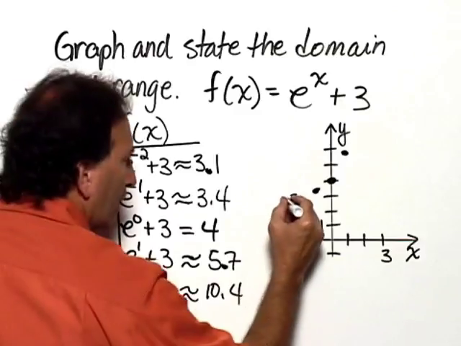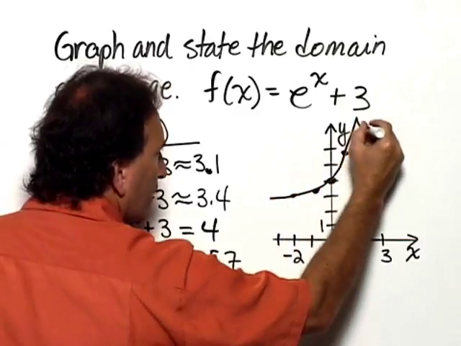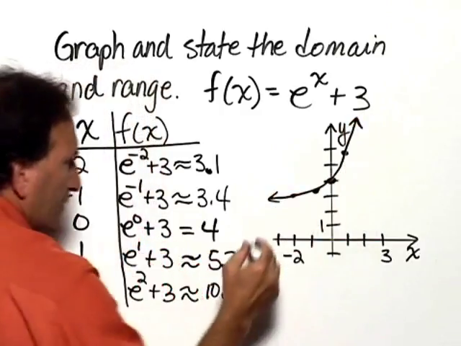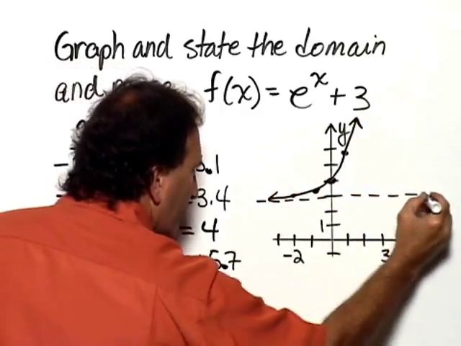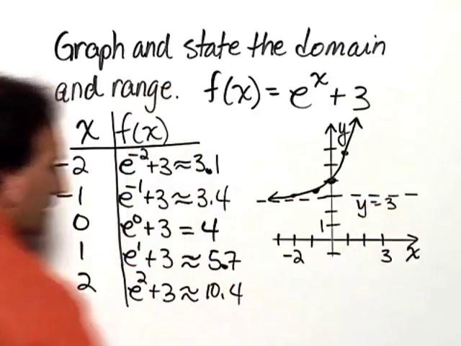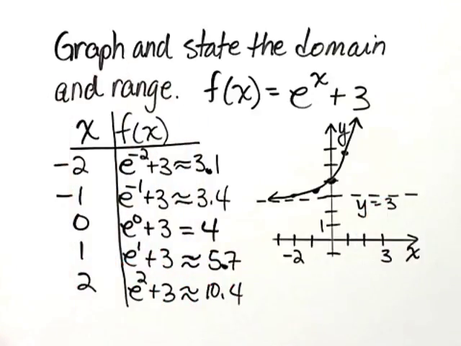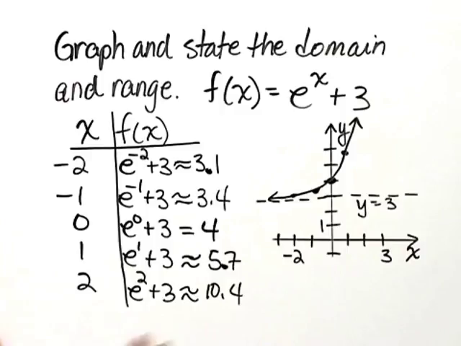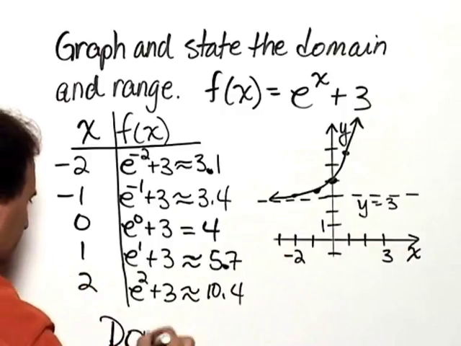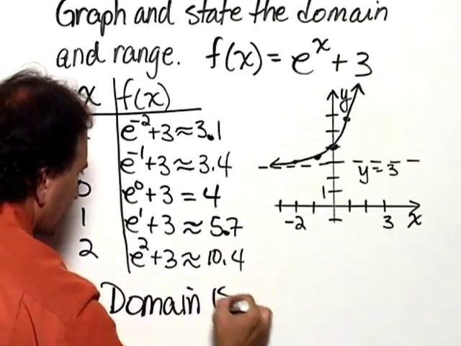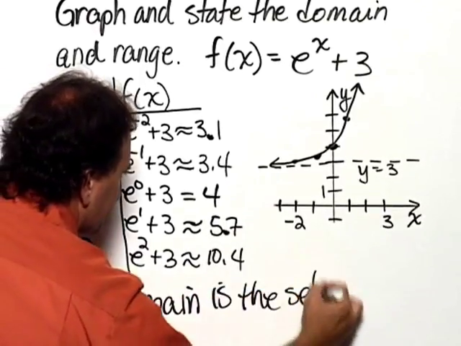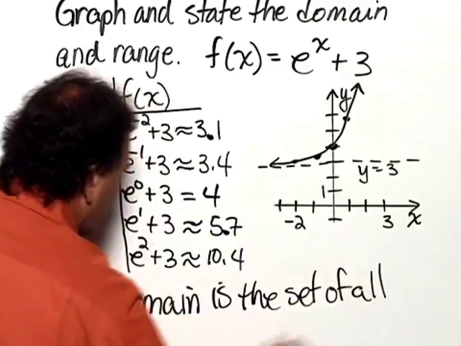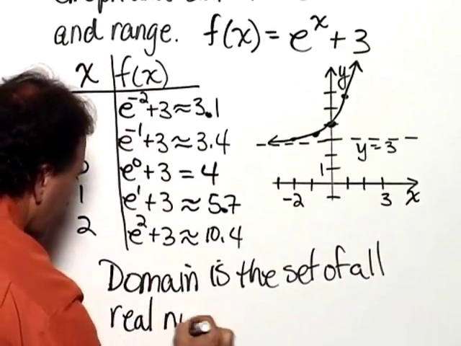And so let's draw our graph with a smooth curve through these points. And you'll notice that the line y equals 3 acts as a horizontal asymptote. So in terms of domain, you'll see that the domain, which is all of the x values, span all real numbers. So the domain is the set of all real numbers.